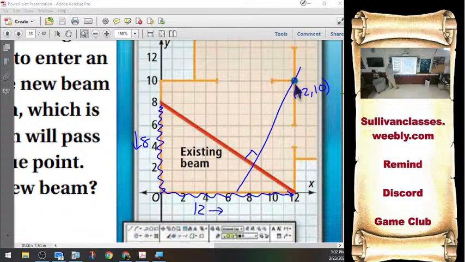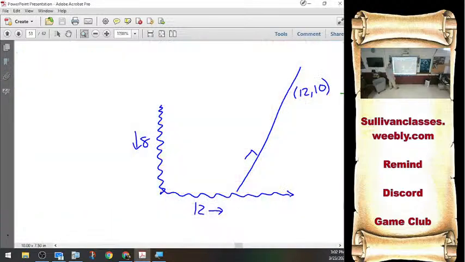That's the information I need. Get rid of everything else. I just found out that I've got a slope of negative 8 over 12, or negative 2/3 when I reduce, and the point 12, 10, and I want to be perpendicular. What's my slope I'm using?